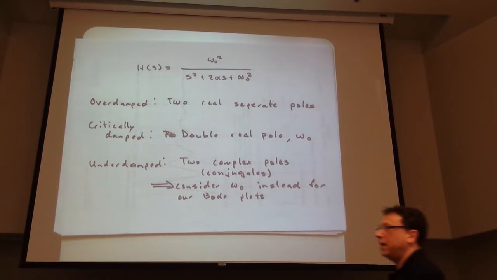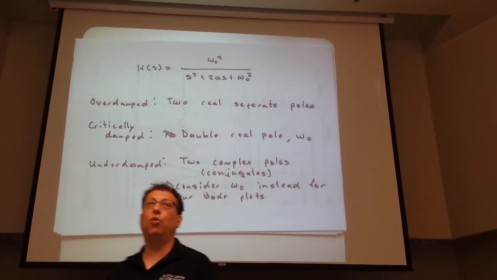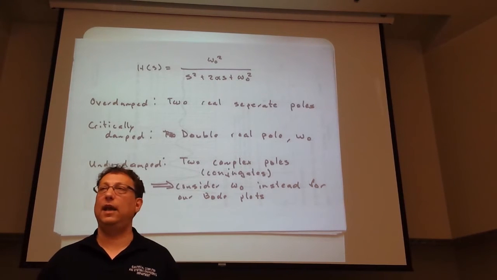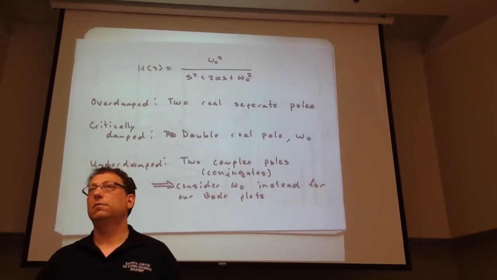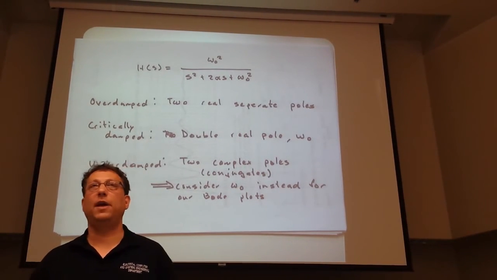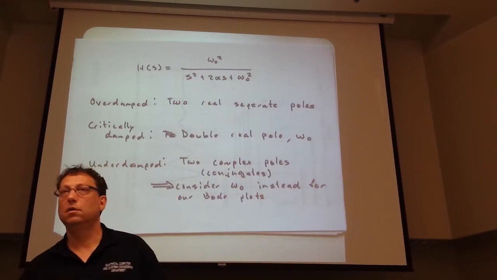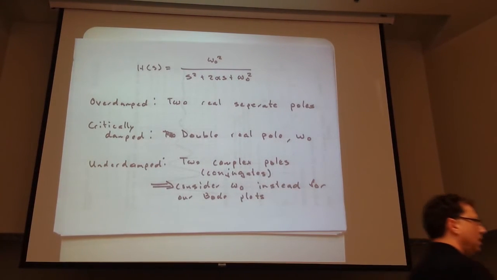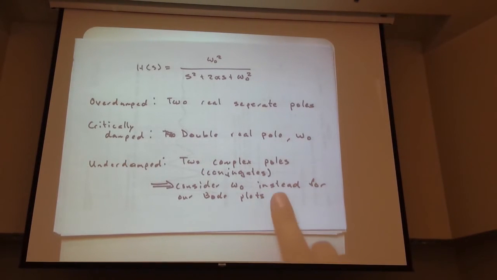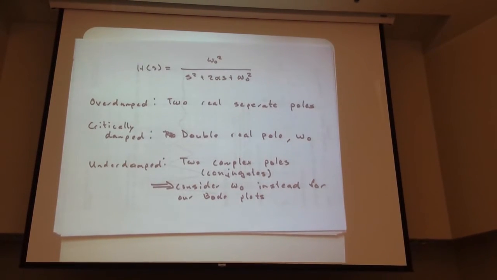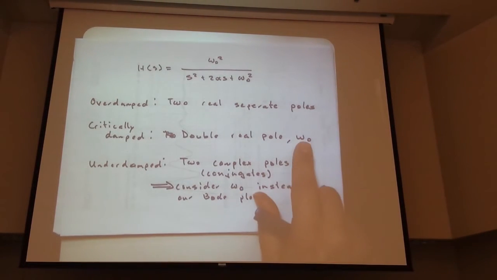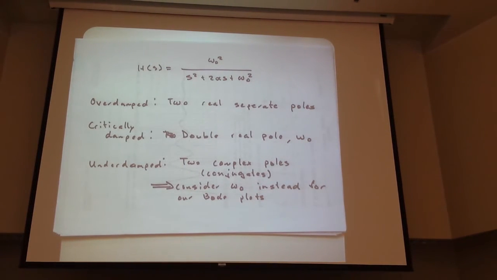We said this before. Again, the underdamped starting point is the critically damped case, with the kind of goofiness of the bandpass filter being an exception. There we look at the inverted V. But for the high pass filter and the low pass filter, the starting point for the underdamped case is the critically damped case. And we still consider omega naught, which is the double real pole for the critically damped case. So there are always two complex poles, no matter what.